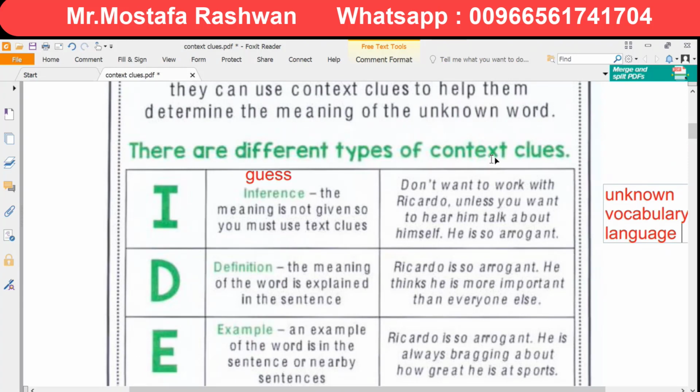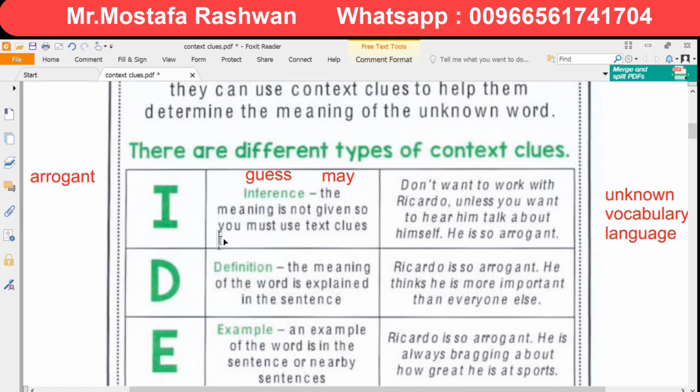So let's try this one with the word arrogant. And imagine that I don't know the meaning of the word arrogant in some context. So I read this word in this example, and let's use the different techniques to understand the meaning. Let's find number one, the I is for guessing. What I mean by guess is to think what it may mean based on the context or based on the surrounding information.